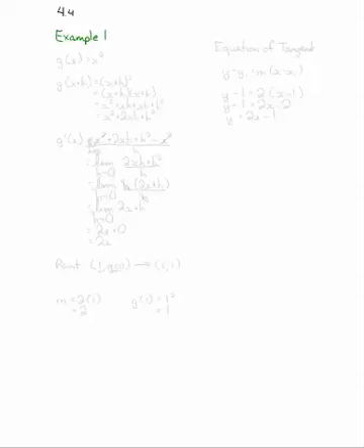Now, to find the equation of a tangent line, the first thing we need to know is the slope of that tangent line. Well, the slope of a tangent is the same as the derivative. So we'll start off by finding the derivative.